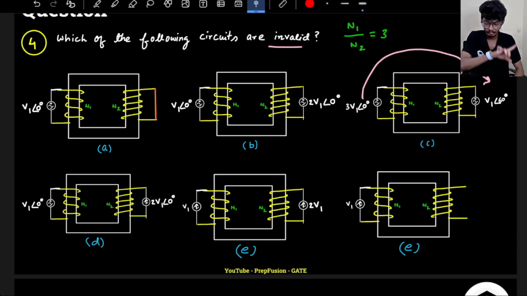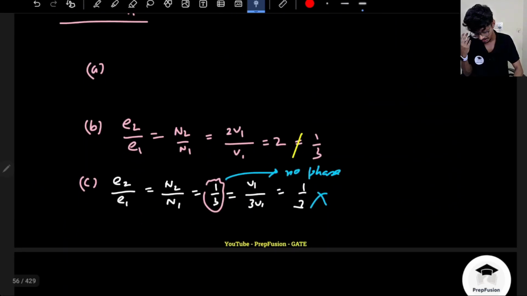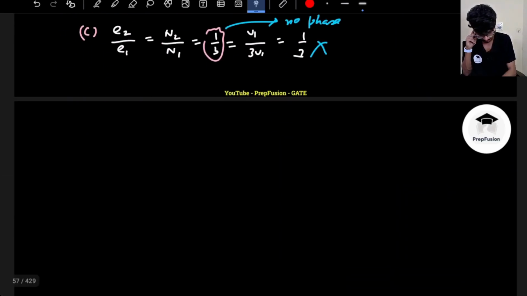In the case of a practical transformer, it is a possibility that there will be a phase difference. I will discuss that later. But for an ideal transformer, no possibility. So a phase difference is not possible, and this is also an invalid circuit. So A, B, C, all of them are invalid circuits.